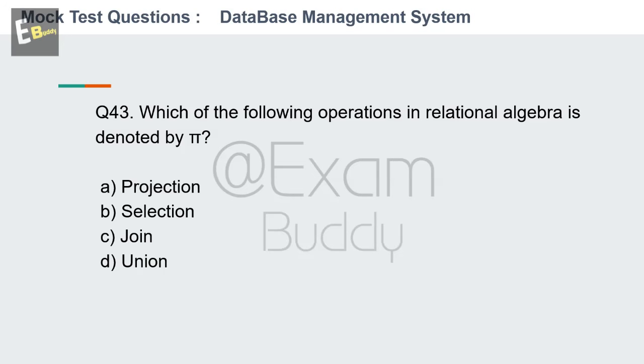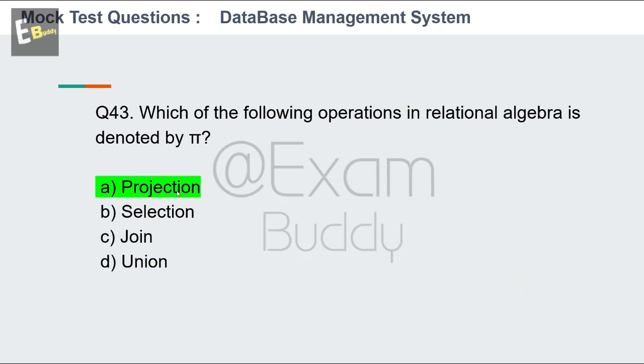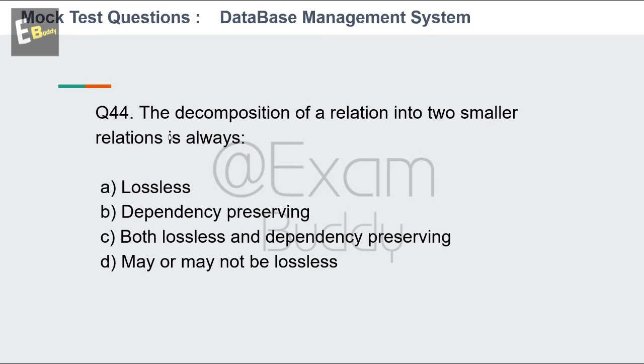And the answer is A, projection. Now let's go to our question number 44. The decomposition of a relation into two smaller relations is always. So these are the options: lossless, dependency preserving, both lossless and dependency preserving, may or may not be lossless. So your time starts now.